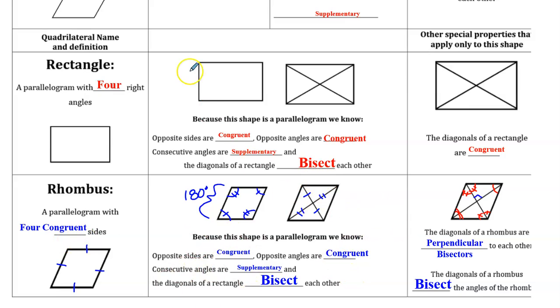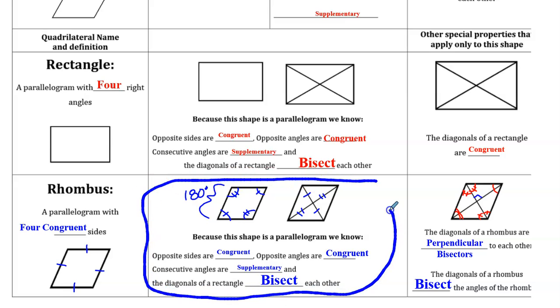So all of these things right here in the middle in blue are just the parallelogram stuff. Since a rhombus is a parallelogram, all of the parallelogram stuff is true. Opposite sides are congruent, opposite angles are congruent, consecutive angles are supplementary, and the diagonals bisect each other. Now there are a couple extra things that are true for a rhombus, and these are over here.